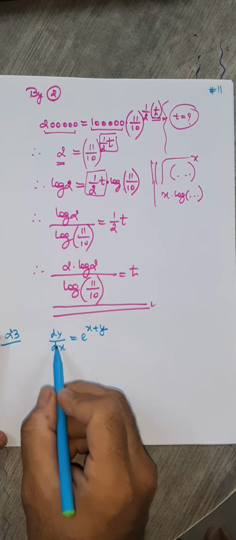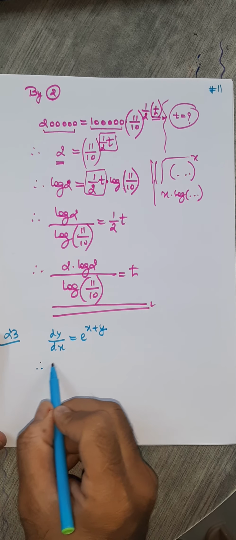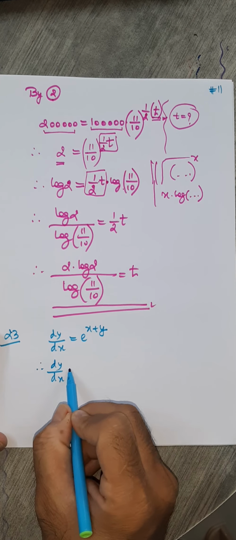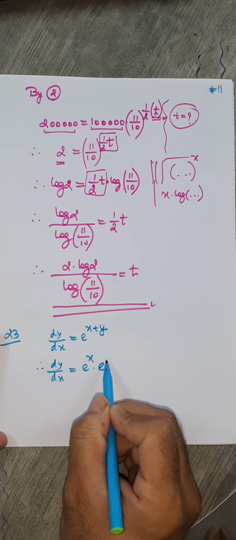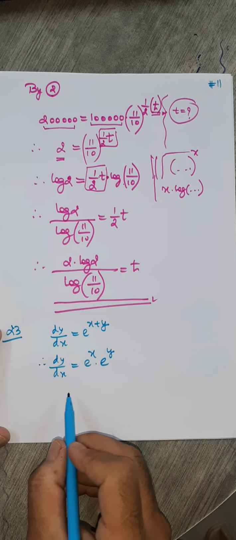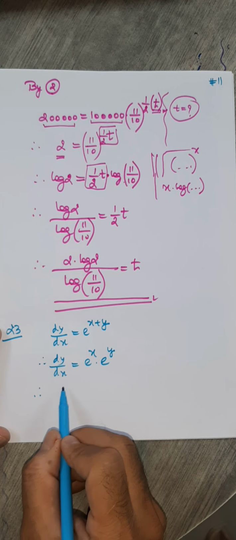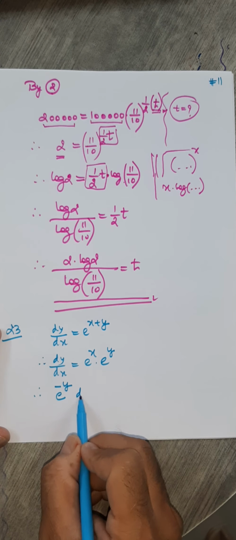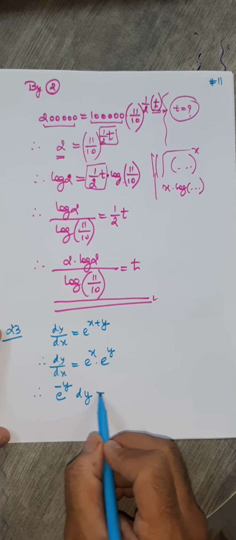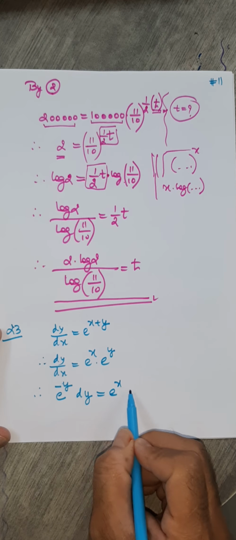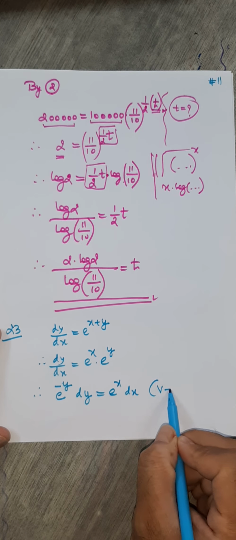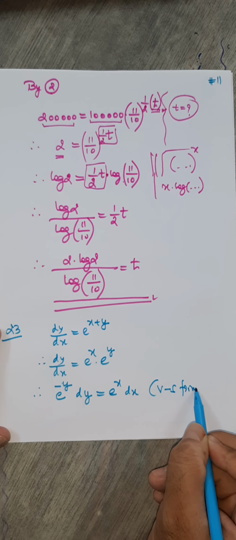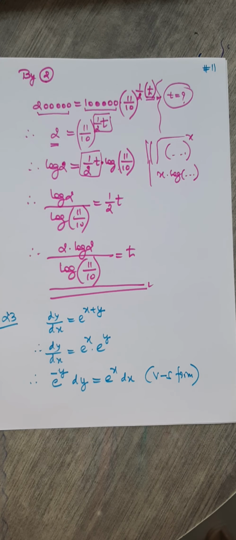Question number 23, dy by dx equals e raised to x plus y. So I can rewrite it like this. Fine, just separating powers. Now variable separable form. I'll take e raised to y down. So it will be e raised to minus y dy equals e raised to x dx. This is which form? VS form. Just rearranging terms about variable x with dx, terms about variable y with dy.